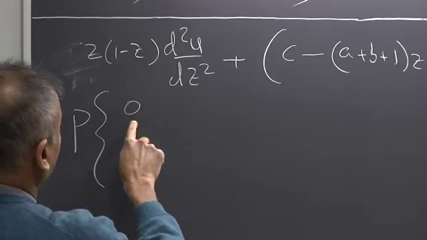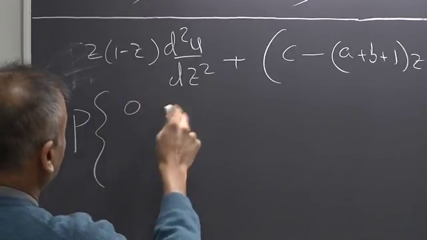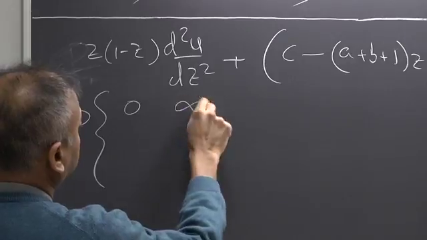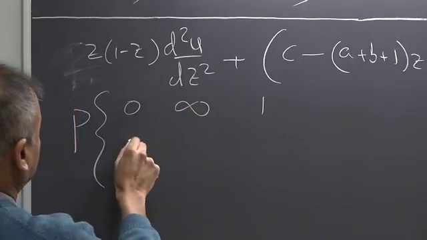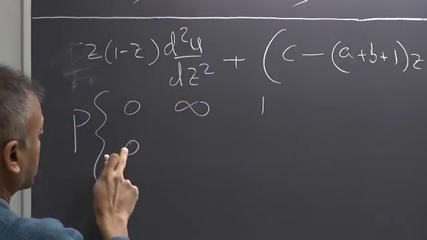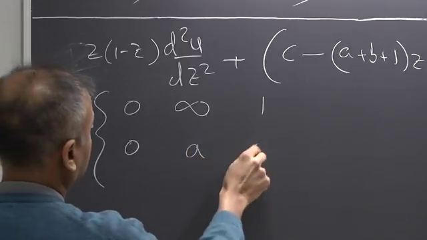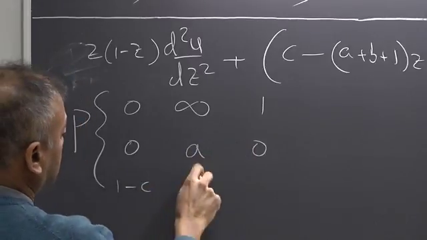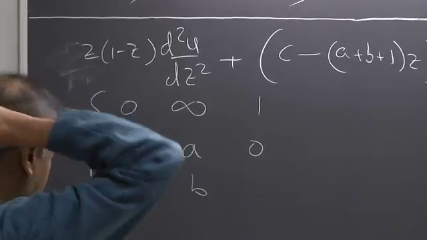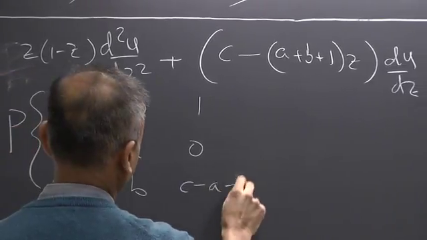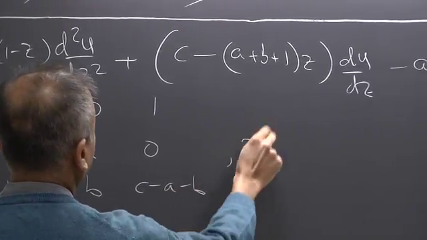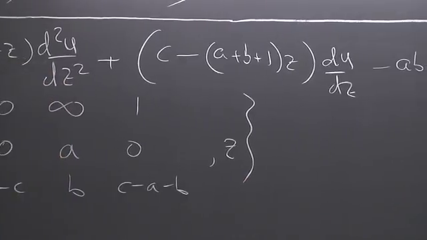The singularities are the points 0, infinity and 1, and here the exponents are 0, 1 minus c at 0; a, b at infinity; and 0, c minus a minus b at 1. So this was the general symbol.